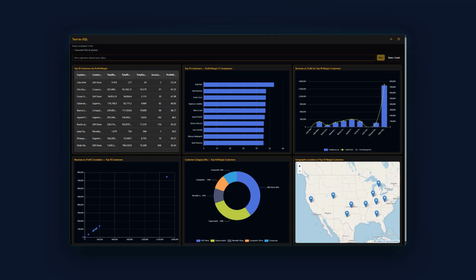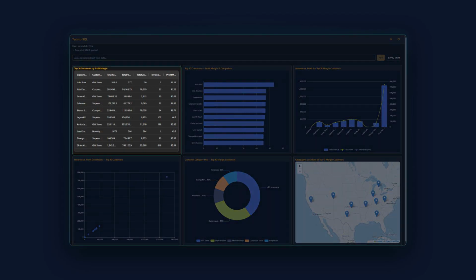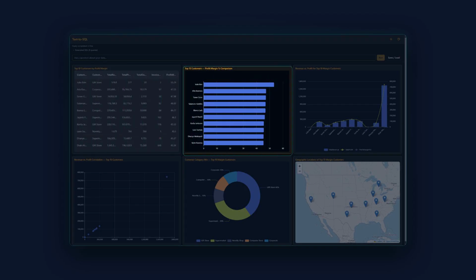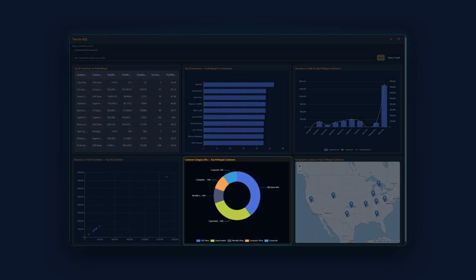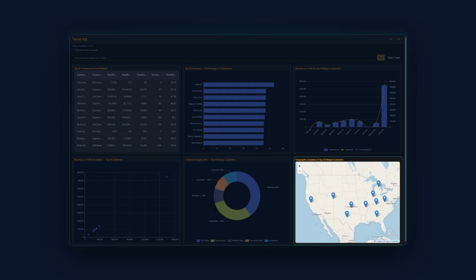So here is the finished product for top 10 customers with the highest profit margin. 6 cards, 1 story, and every one of them came out of the pipeline you just watched. Card 1, the sortable AG grid table with the direct answer. Then a horizontal bar chart ranking the margins. Then a dual-axis combo chart, revenue against profit. Then a scatter plot correlating revenue and profit. A donut breaking down the customer category mix. And a leaflet pin map of exactly those top customers across the country.